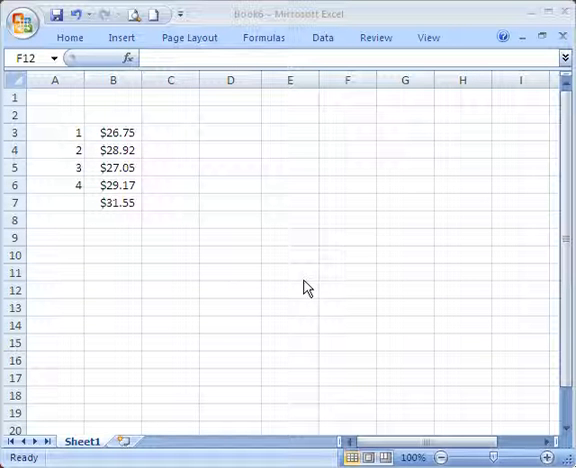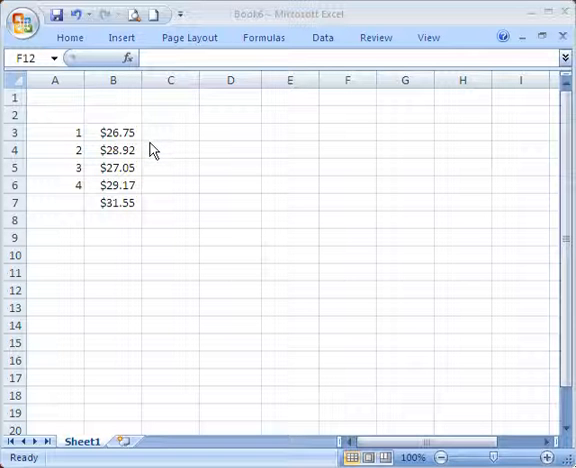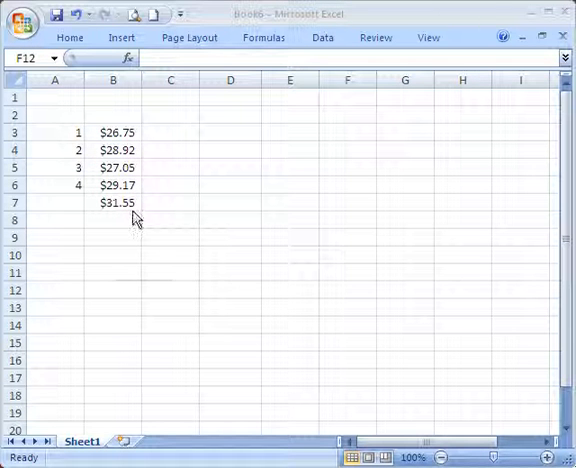In Unit 16, Question 5, we're buying shares of a mutual fund. The share prices increase this way: $26.75 at the beginning of the first year, $28.92 at the beginning of the second year, and so on. $29.17 at the beginning of the fourth year, and at the end of the fourth year, which is the same as the beginning of the fifth year, $31.55.